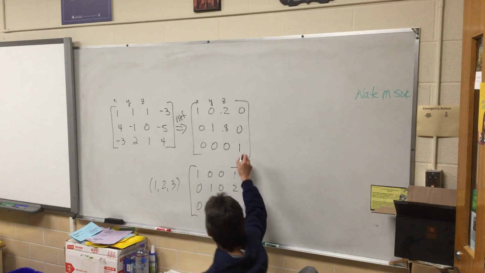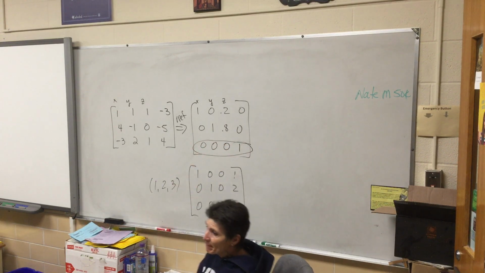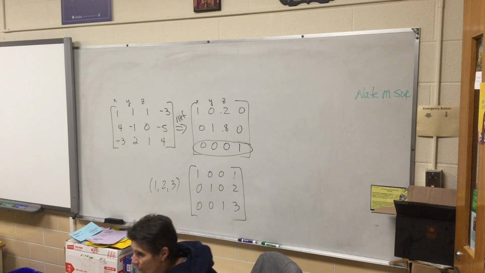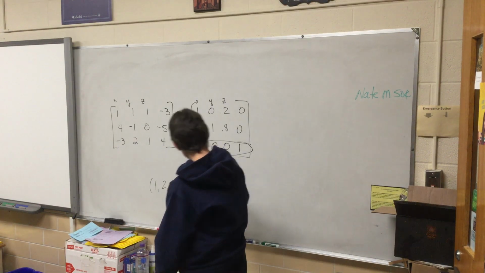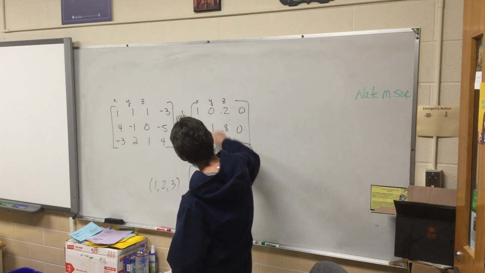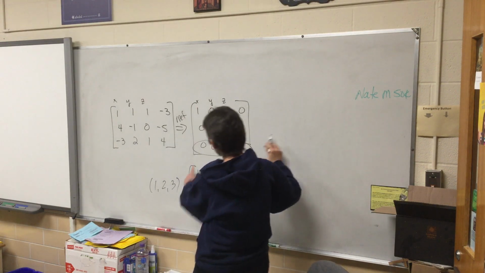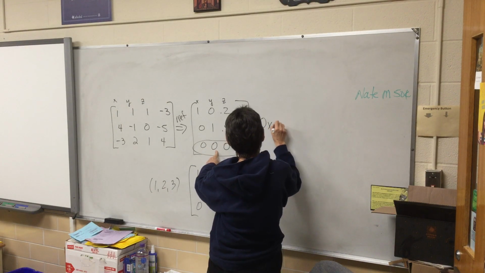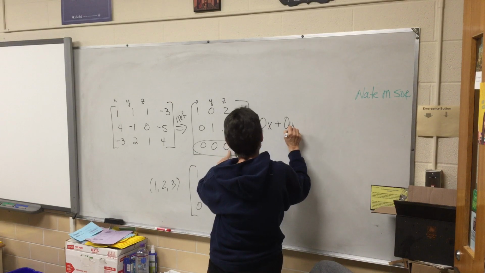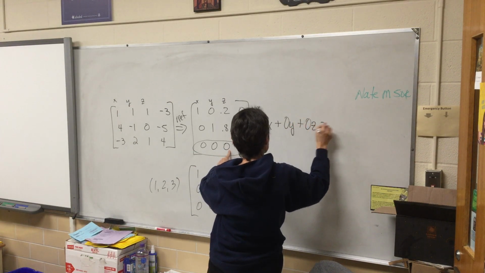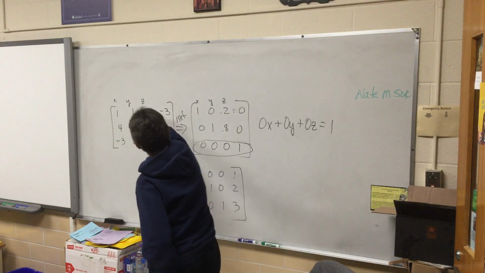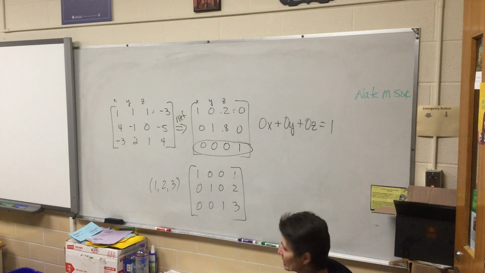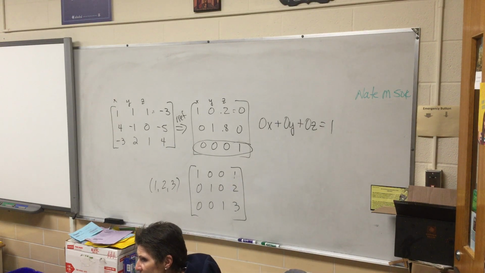I want you to look at this bottom row right here, and can anybody tell me what that row says? Remember, this is the x column, this is the y column, and this is the z column. So what does this equation say? 0x plus 0y plus 0z equals 1. Remember, there's an equals in there. Understood. We don't write it, but it's understood.